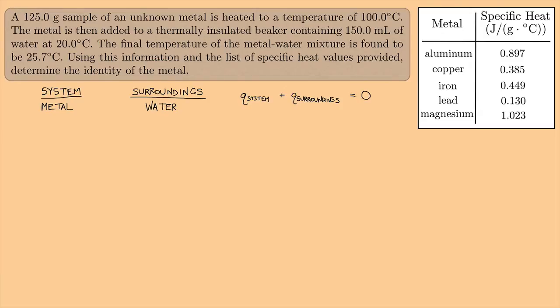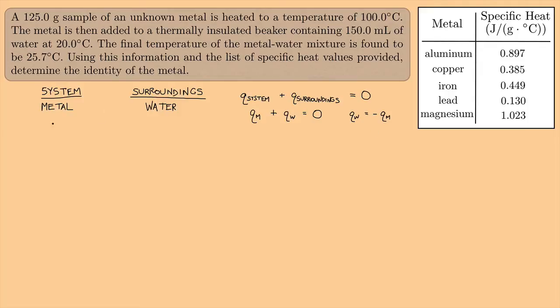So in this case, my system is going to be the metal, so let's call that QM for metal. And we'll call this one QW for water. And so that must equal 0. Or I can rewrite this and say that Q water has to equal the negative of Q metal. Okay, so the heat lost by one has to be equal to the heat gained by the other one.